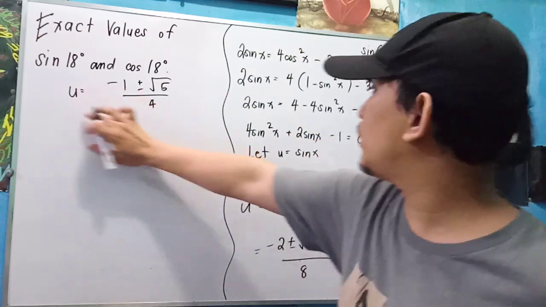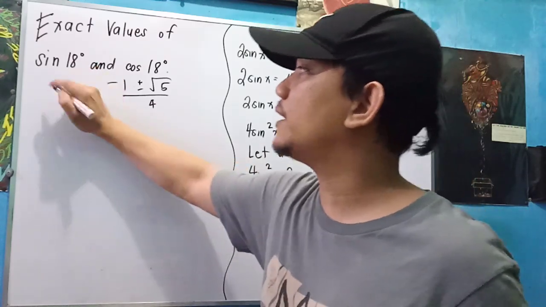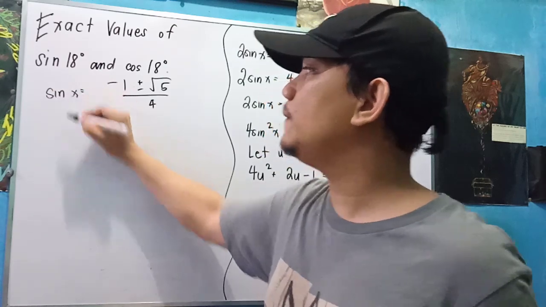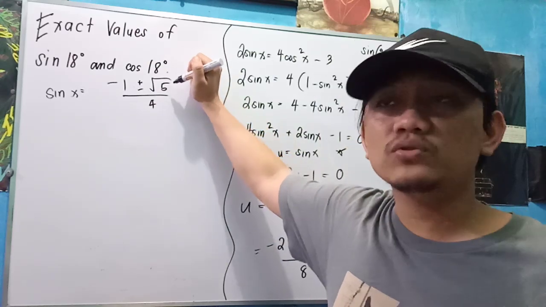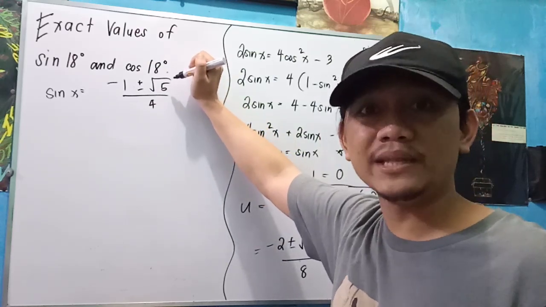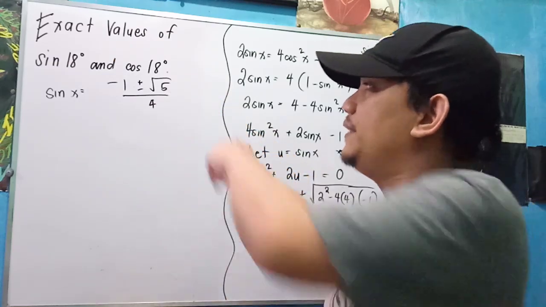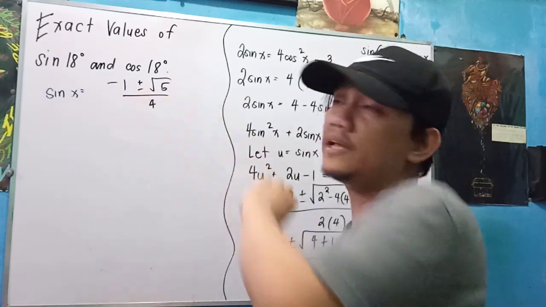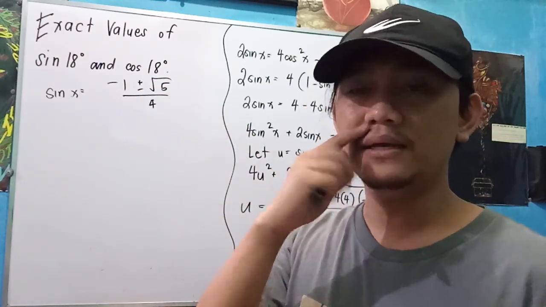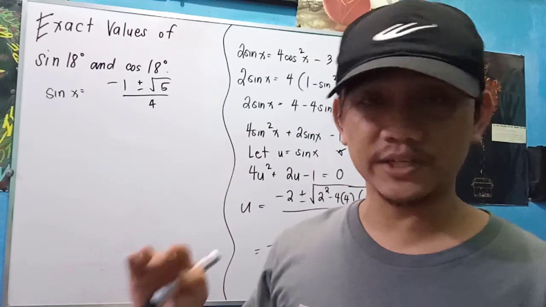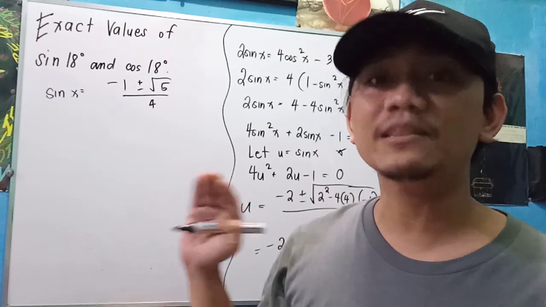Kaya lang, di ba ang u natin is nilet natin siya sin x. So, it follows that u, papalitan natin to ng sin x. Kaya lang mga lodi, ano yung gagamitin natin dyan? Tandaan natin na ang square root of 5, kung sa pagkakaalam natin, that is around 2.23 or 2.24. Kapag ang ginamit nyo is yung negative, yung minus, magiging negative yung sagot natin. Kaya lang kasi yung angle natin, di ba, 18 degrees, that is on the first quadrant. Eh, ang lahat ng trigonometric function sa first quadrant ay positive. Sine, cosine, tangent, cotangent, secant, cosecant, lahat positive.